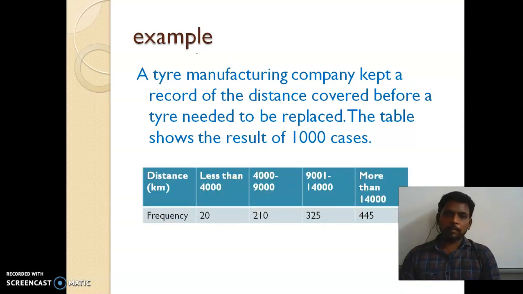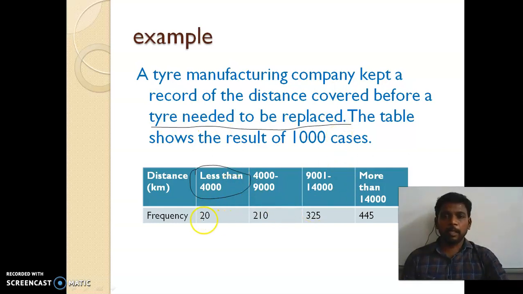Did you understand the question? Distance and frequency are given. What does the question mean? Simply I am saying here: less than 4000 kilometers, that is when a tire needed to be replaced. So 20 times it is needed to replace the tire.